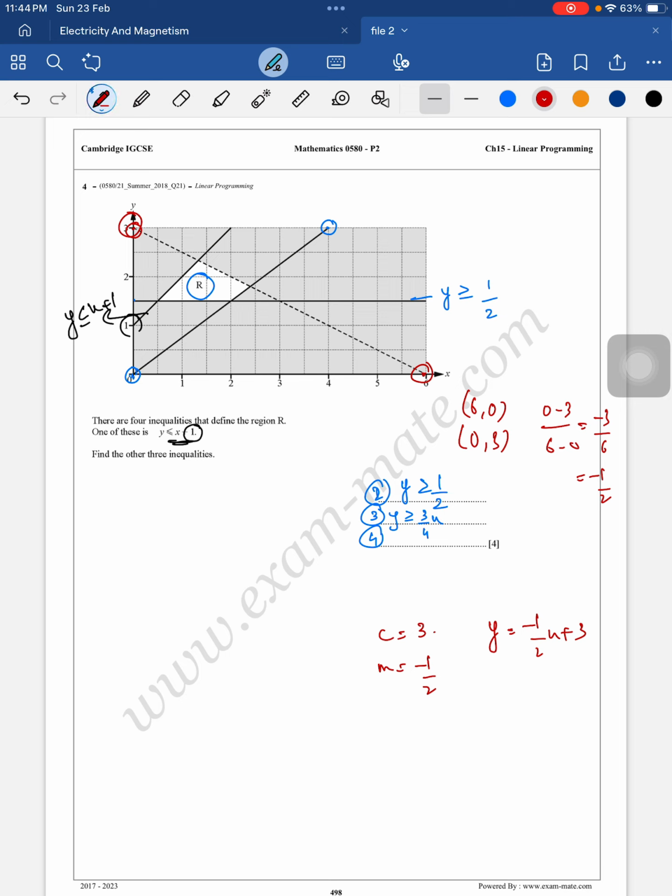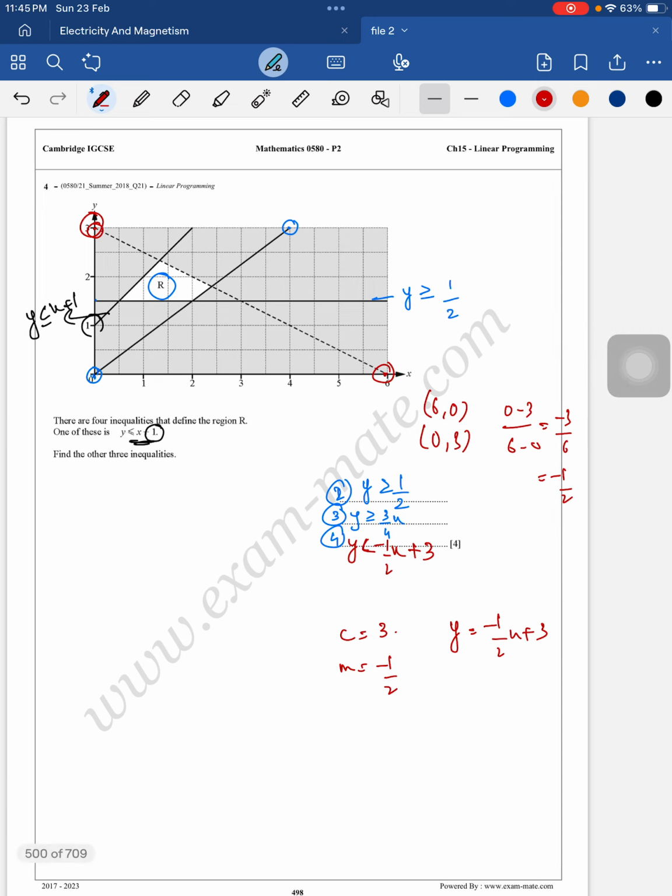Now here the important rule is that this line is dotted, so it will not be having an equals sign behind the greater than or less than sign, right? Now see this line, the region which I want is below, so it will be y is greater than minus half x plus 3. Is it clear? So y-intercept is 3, gradient is minus 1 upon 2. I hope that's clear, the 4 inequalities.